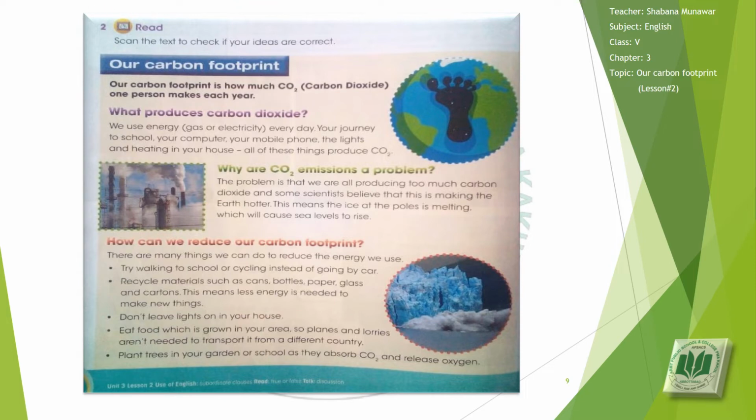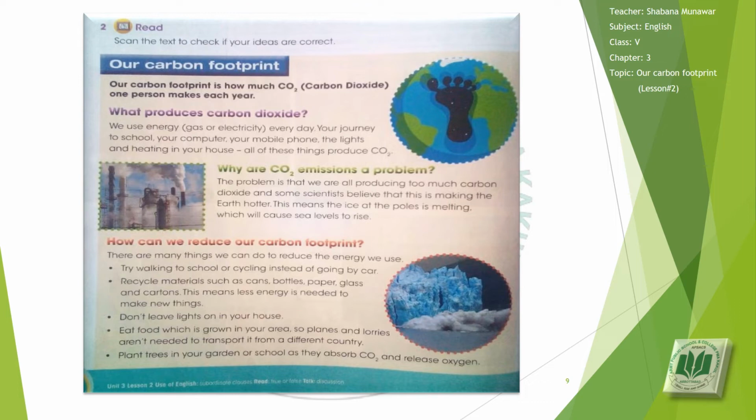Our carbon footprint. Our carbon footprint is how much CO2, carbon dioxide, one person makes each year. What produces carbon dioxide? We use energy, gas, or electricity every day. Your journey to school, your computer, your mobile phone, the lights and heating in your house, all of these things produce CO2. Why are CO2 emissions a problem?